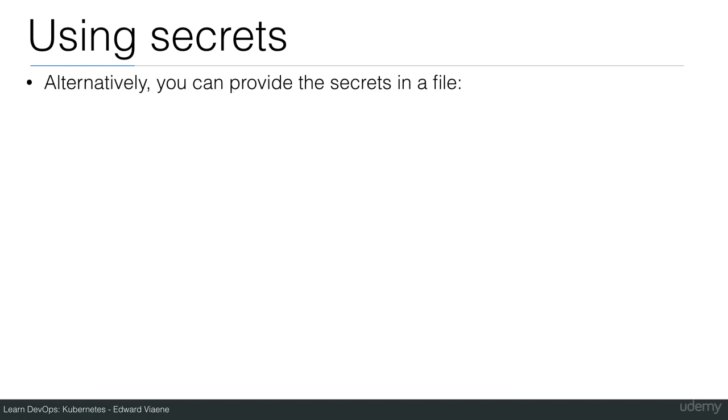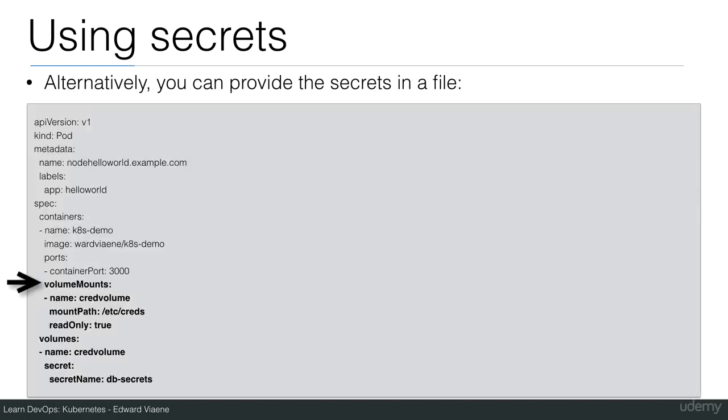Alternatively, you can provide the secrets in a file. Here we have a volume mount within our container that you want a volume. Volume mount, we give the name, we give the path. So this is the path that your app will have to use. It's /etc/creds. Read-only true, your app that is running in this container cannot change this, can only read this. And then we're going to have a volume definition. And in this volume definition, you're also going to define a name, cred volume. So this name, cred volume, must be equal to the volume mount, because in the volume mount, you're referring to a volume here that you're creating.